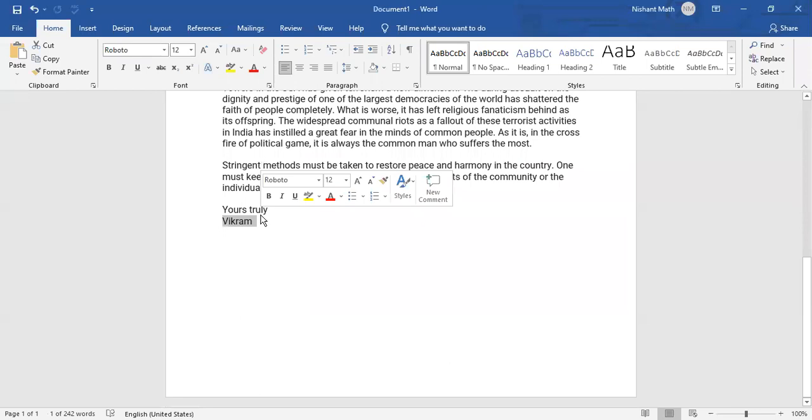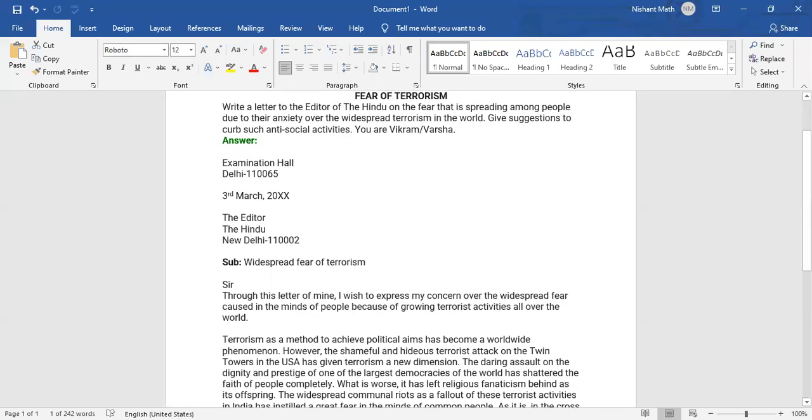Actually we don't follow this, because in an envelope the from address comes on the main part of the envelope, and the back side of the envelope contains... sorry, the to address comes on the main part of the envelope, the front part, and the back side of that envelope contains the from address.